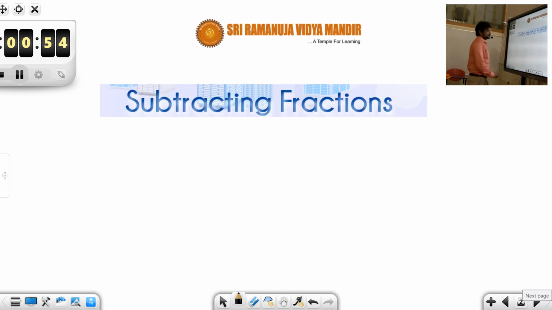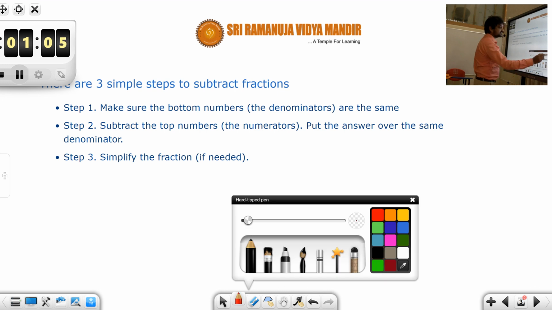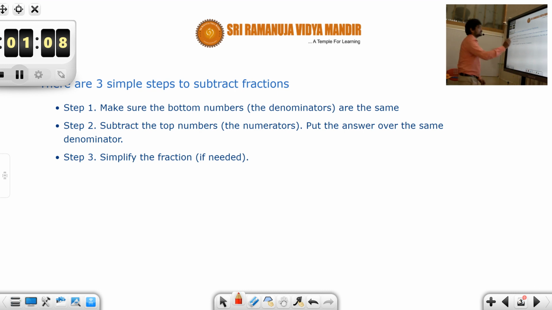Okay, so our today's objective is to learn subtraction of fractions. Similar to addition of fractions, here also there are three simple steps you need to follow. Make sure that the bottom numbers are the same. That is, your first step is to try to make the denominators the same. In case the denominators are the same, simply the result would be the difference of the numerators.